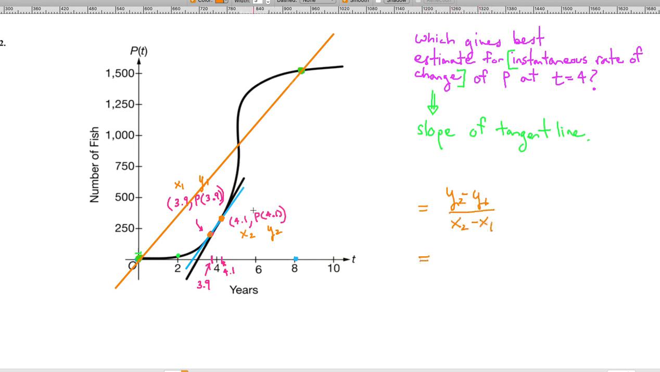And now for this line, the slope of this secant line, y2 is p of 4.1 minus y1 is p of 3.9 over x2 is 4.1 minus x1 is 3.9. And this will give you the best estimate for the instantaneous rate of change of p at t equals 4 seconds.